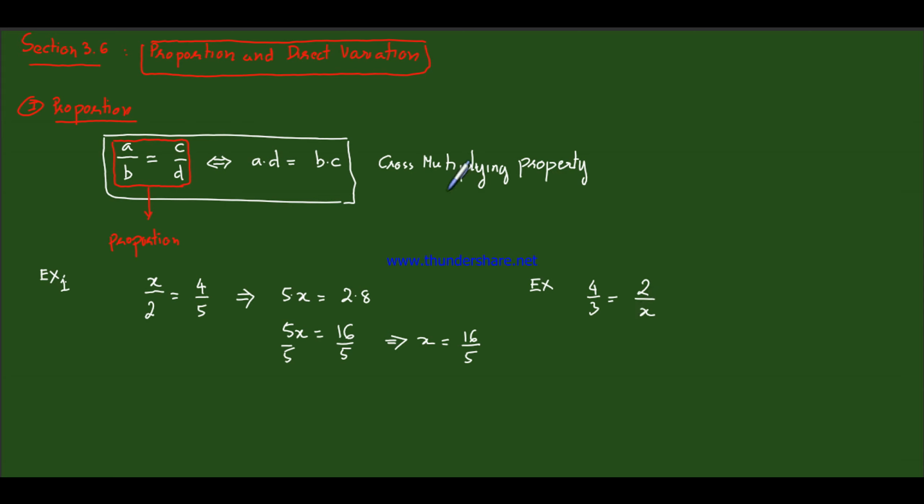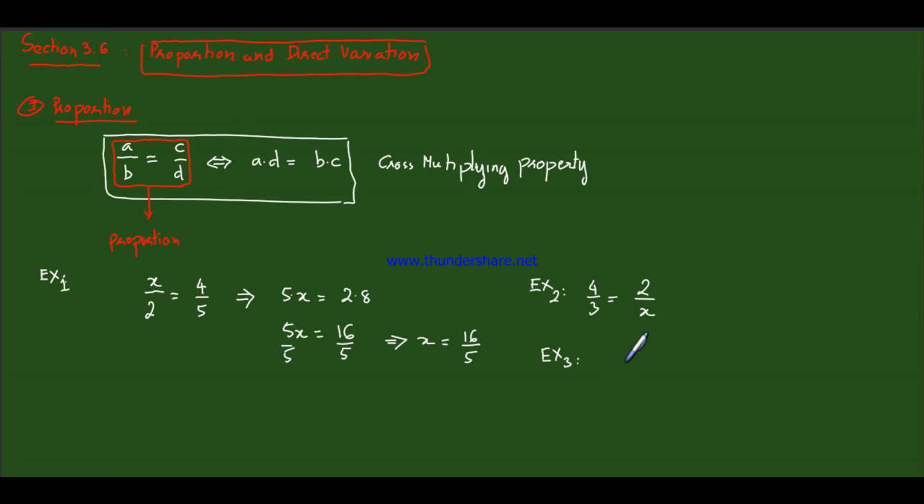Okay, so this is also a proportion. And in order to solve for x, you're going to do the same thing. You will cross multiply. Or the variable x can be over here.